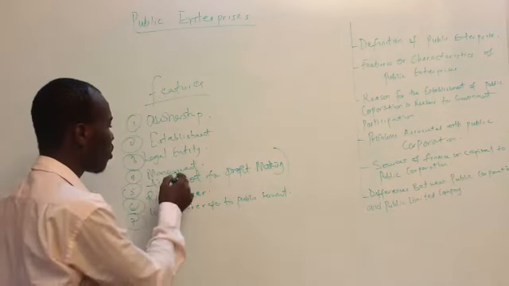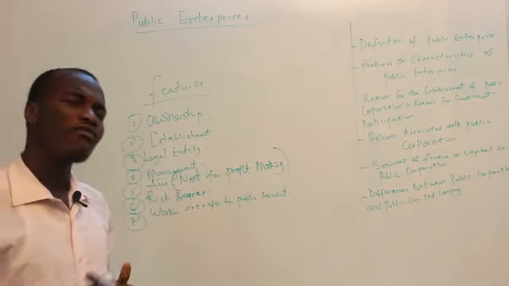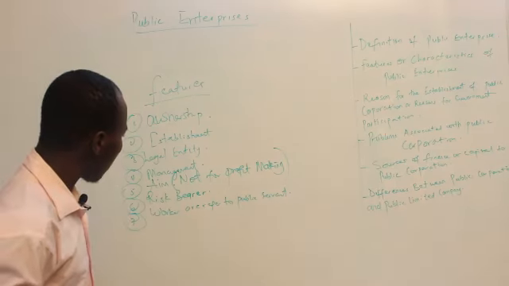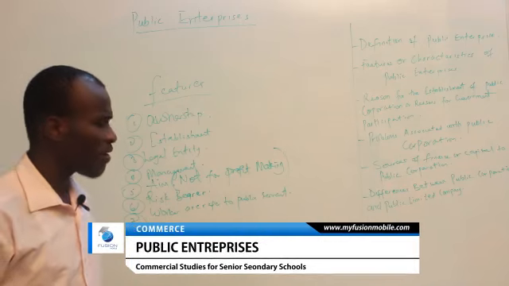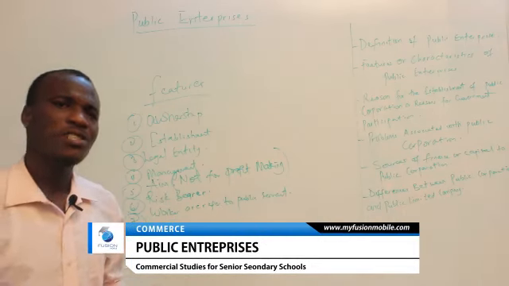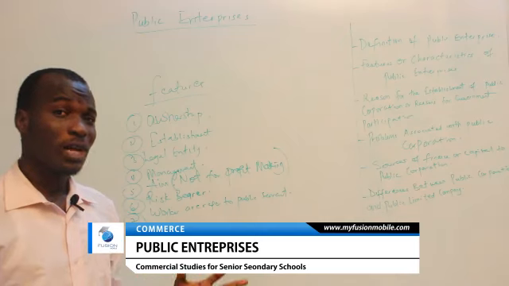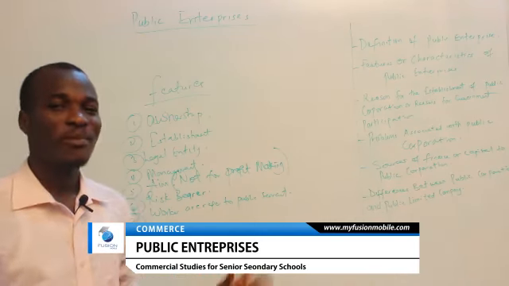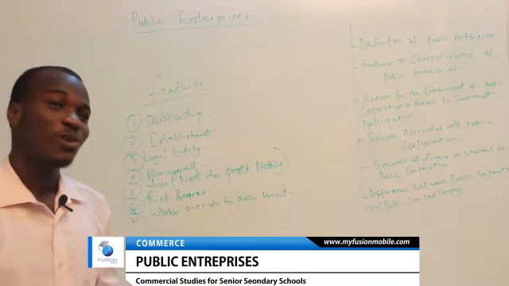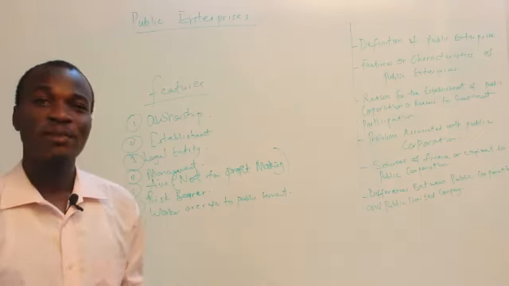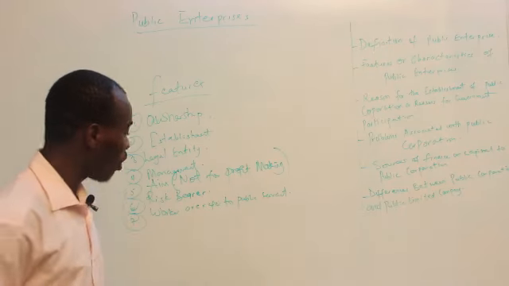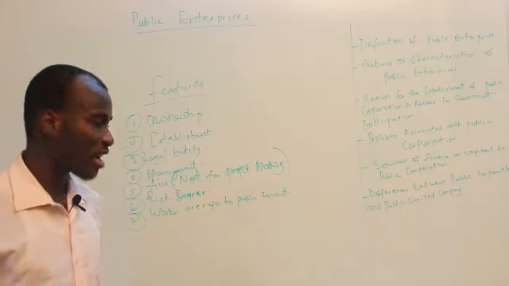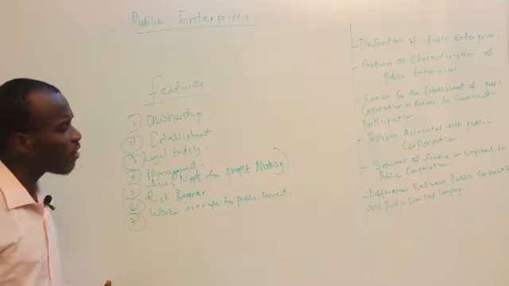So the public corporations are not actually what? Not for profit making. They're not for profit making. So now, risk barrier. What is that? Those that bear the risks of the enterprises are the government and the taxpayers. Those are actually paying taxes, because it's their money that is used in establishing such an enterprise. So the risk barriers are the government and taxpayers.